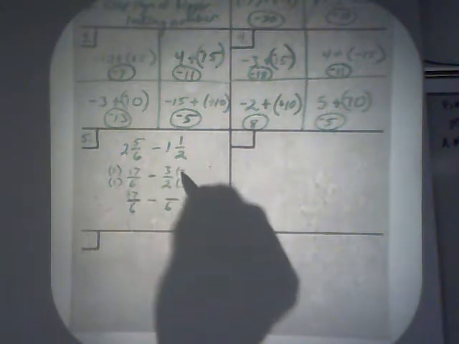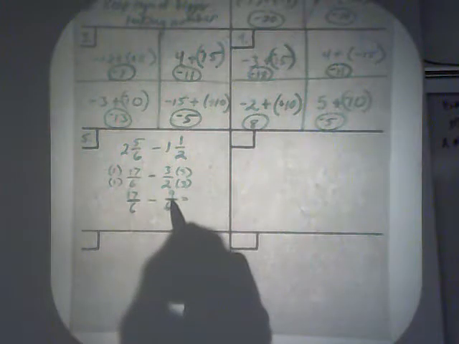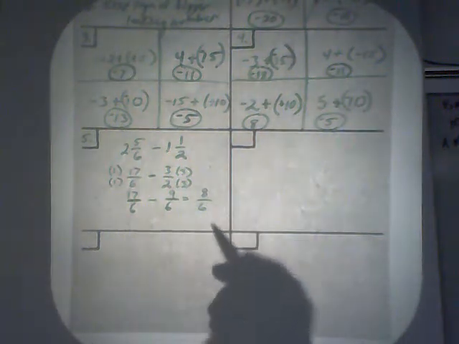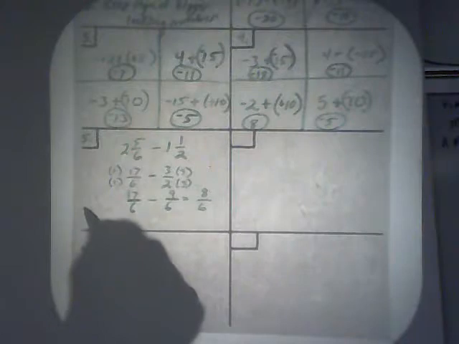3. 2 times 3 is 6. 3 times 3 is 9. Alright, 17 take away 9. 9, 10, 11, 12, 13, 14, 15, 16, 17. I get 8. 8/6. Can the top be bigger? Nope. So we're going to tip that over.